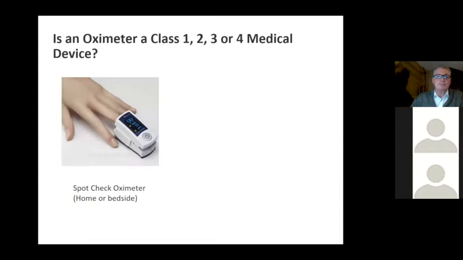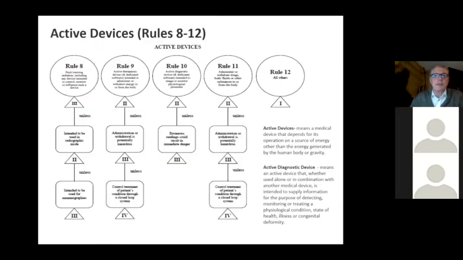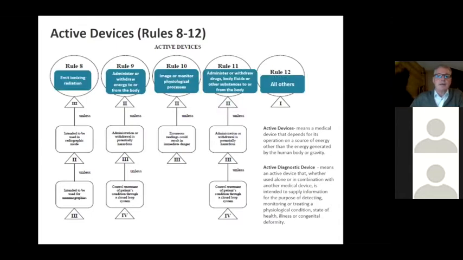Here is an oximeter. Is it a class 1, 2, 3, or 4 medical device? Well, we can go back to the page that we were looking at just a moment ago, and this is quite an eye chart, so we'll add a little bit of clarity here, and we can look through. Let's start with Rule 8. That oximeter we were looking at, does it emit ionizing radiation? No. Rule 9, does it administer or withdraw energy to or from the body? No. Rule 10, does it image or monitor physiological processes? Yes, it does monitor a physiological process.